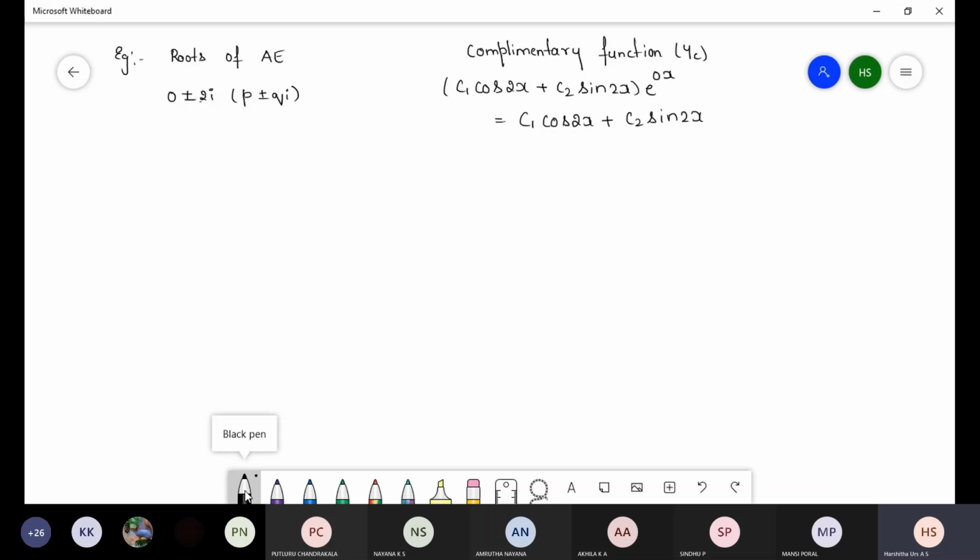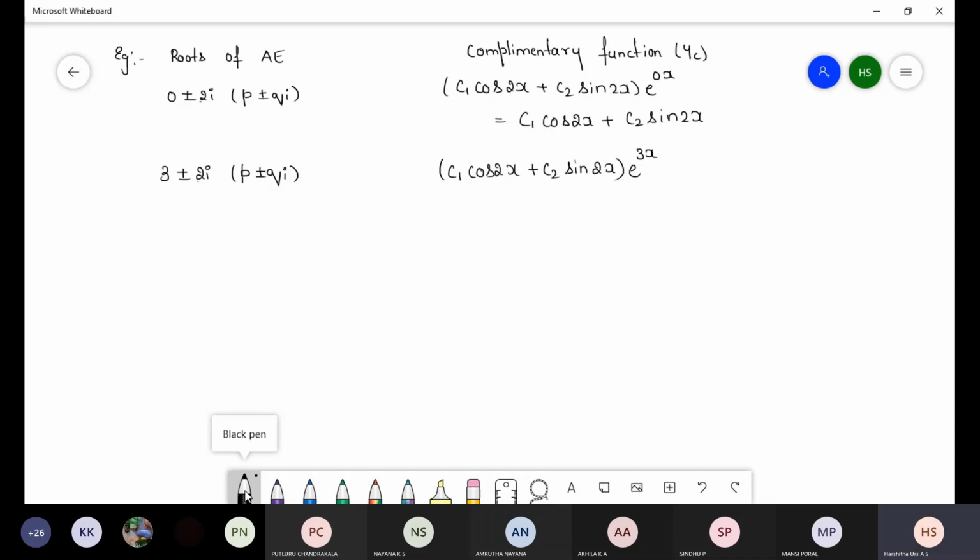This is the first. Next, here they have mentioned 3 plus or minus 2i. Again it is in the form p plus or minus qi. So here also C1 cos, here we have 2 in the place of q, cos 2x, C2 sin 2x. In the place of p, we have 3. So e power 3x.